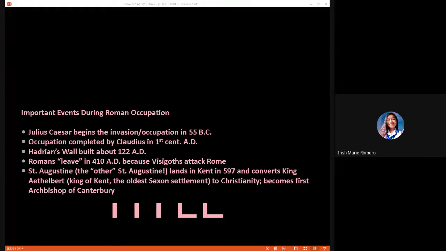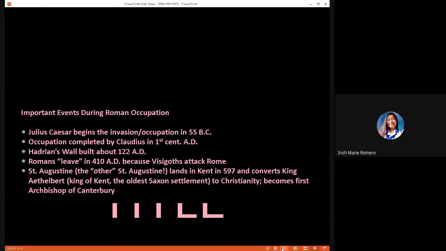So next, St. Augustine, the other St. Augustine, lands in Kent in 597 and converts King Ethelbert, King of Kent, the oldest Saxon settlement, to Christianity, and becomes first Archbishop of Canterbury. So during Kent's conversion to Christianity, about 600 AD, there is still no evidence that the English wrote poetry in their language. So hindi pa dito masyadong binibigyan ng weight ang particular use ng right language when it comes to literature.